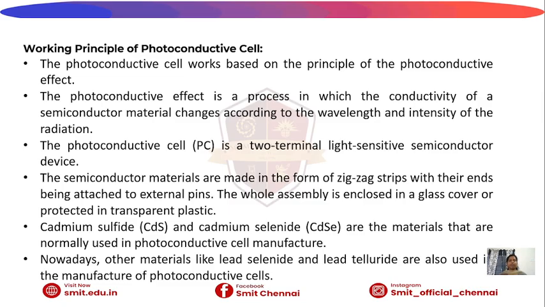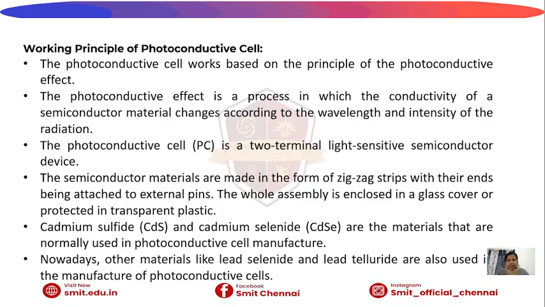Next is the working principle of the photoconductive cell. This cell works by the photoconductive effect. The photoconductive effect is the process in which the conductivity of a semiconductor material changes according to the wavelength, that is the light illumination, and the intensity of the radiation. So when light falls on a semiconductor device and the illumination increases, the conductivity changes. This is the photoconductive effect.